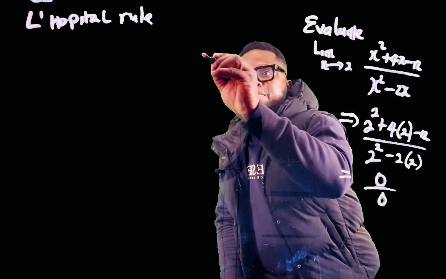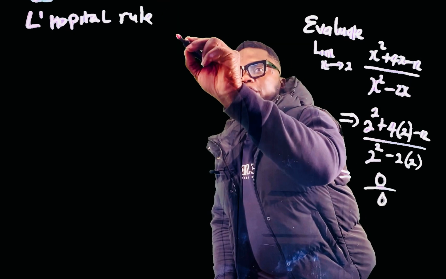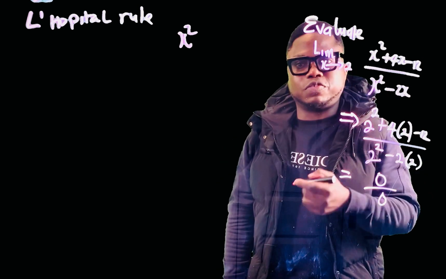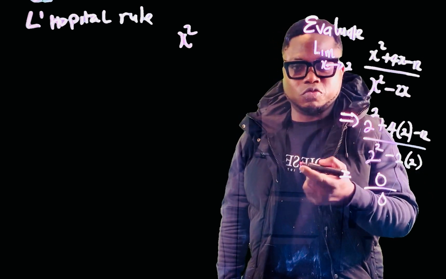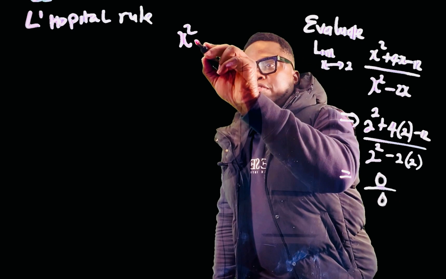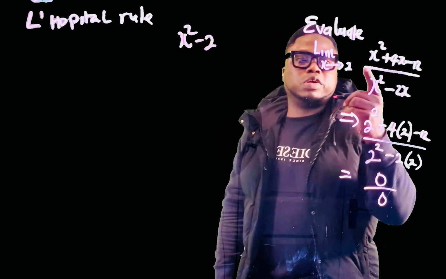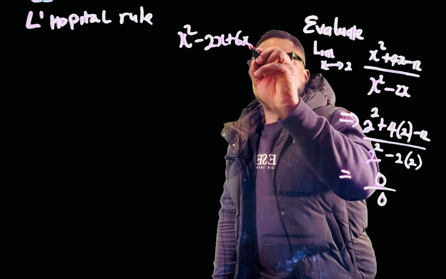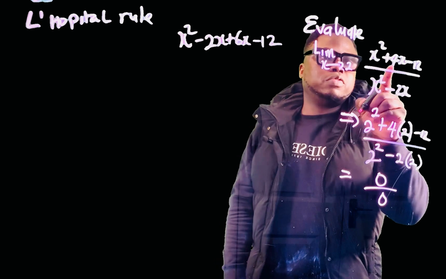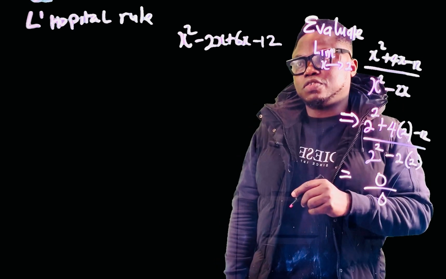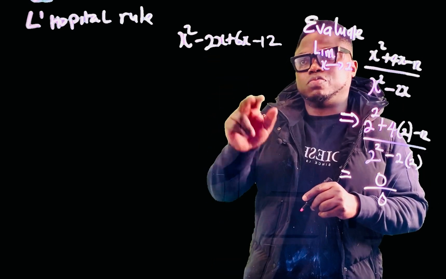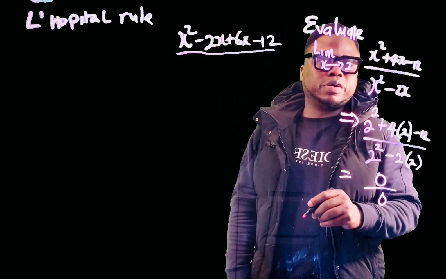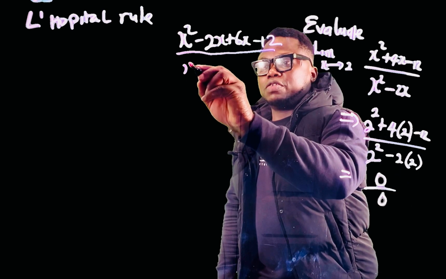So I'm going to write x squared. In this case, I'm going to replace the middle number, which is 4, with the two numbers. So I say minus 2. Remember, we're dealing with a variable x. So I'm going to write minus 2x plus 6x, then minus 12. You can see the middle term is gone, it's replaced by these two numbers. That's how to do factorization. Divided by, I'm going to factorize the denominator as well.